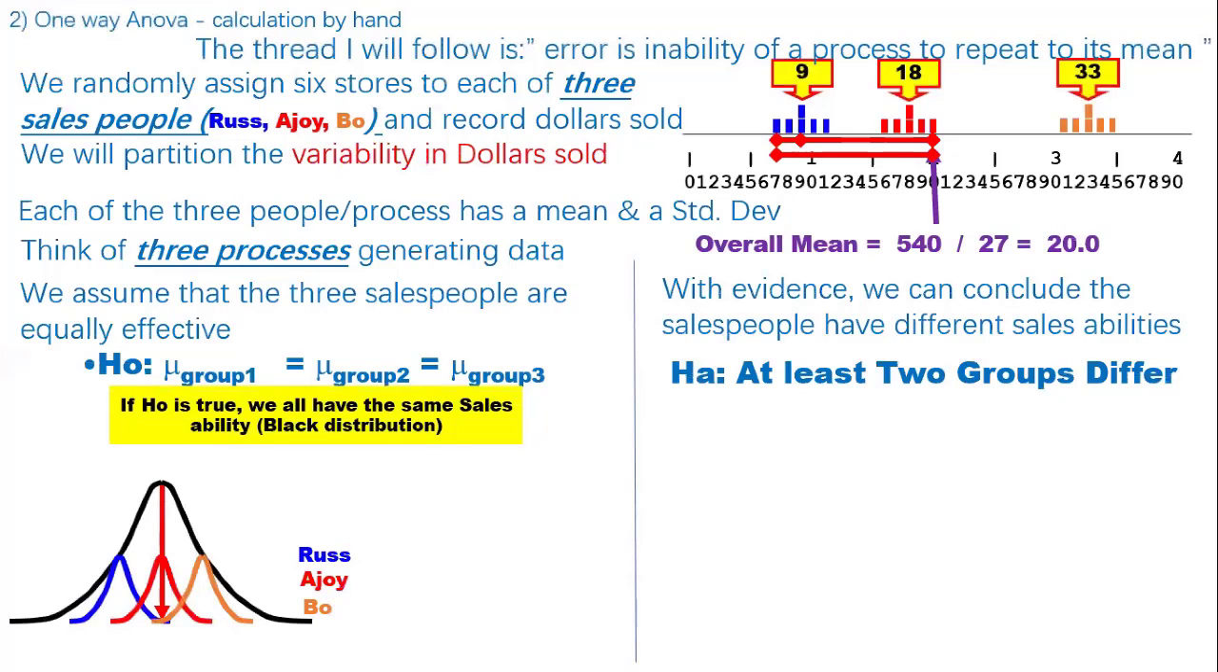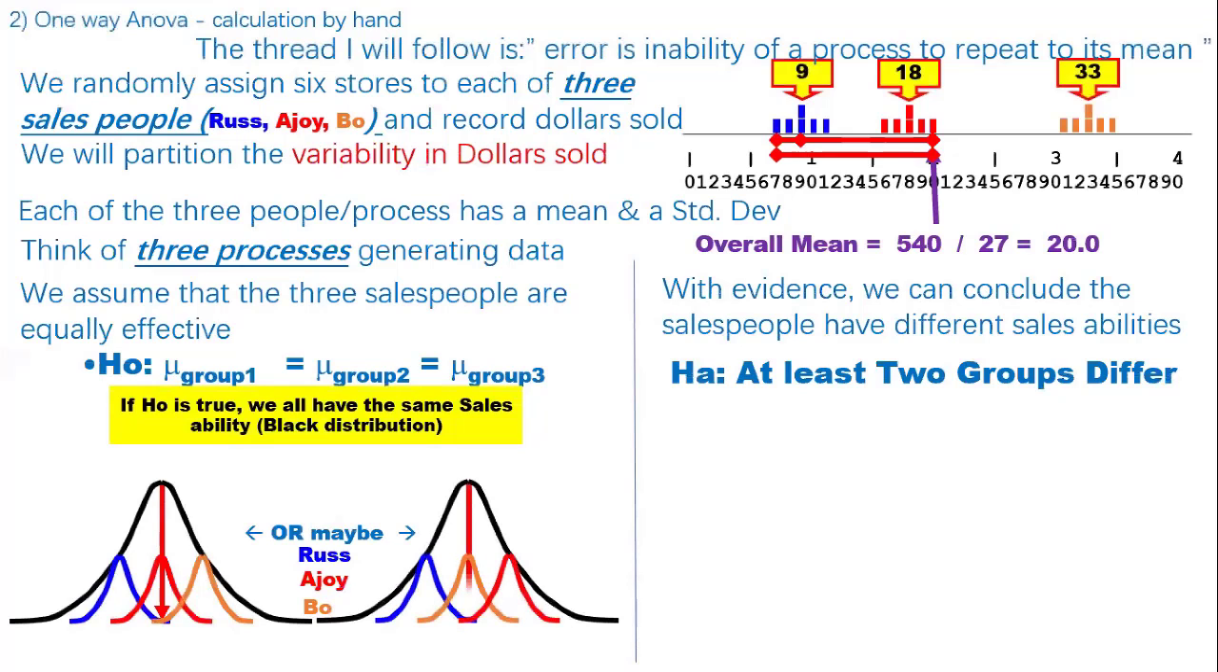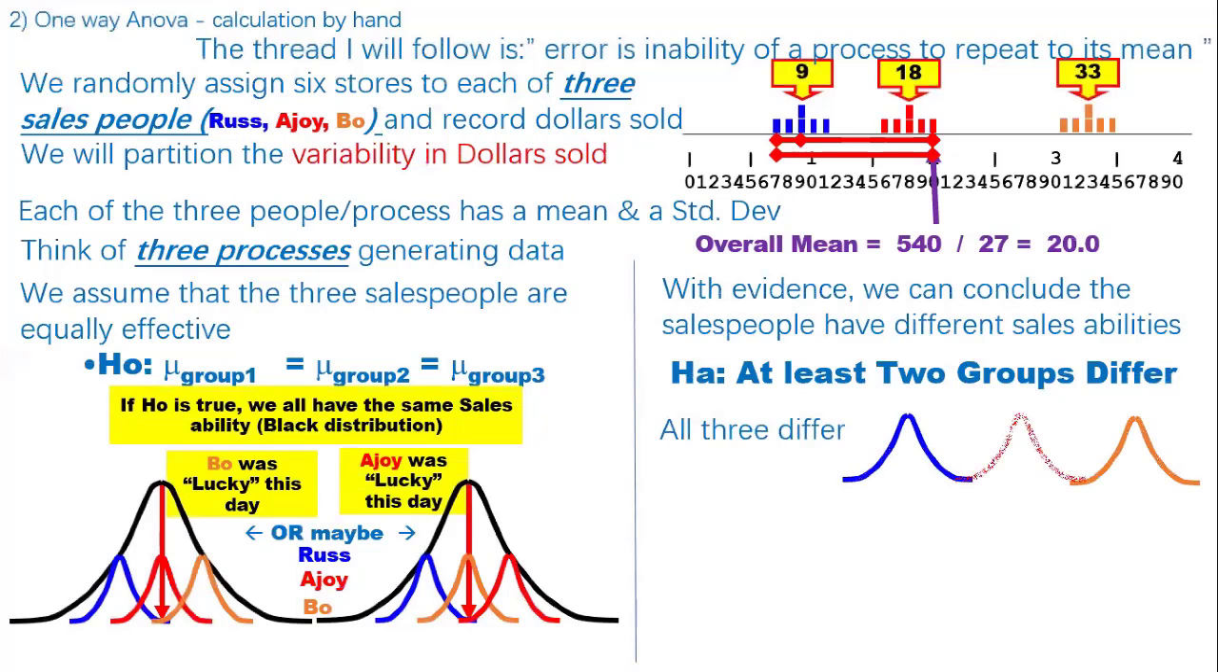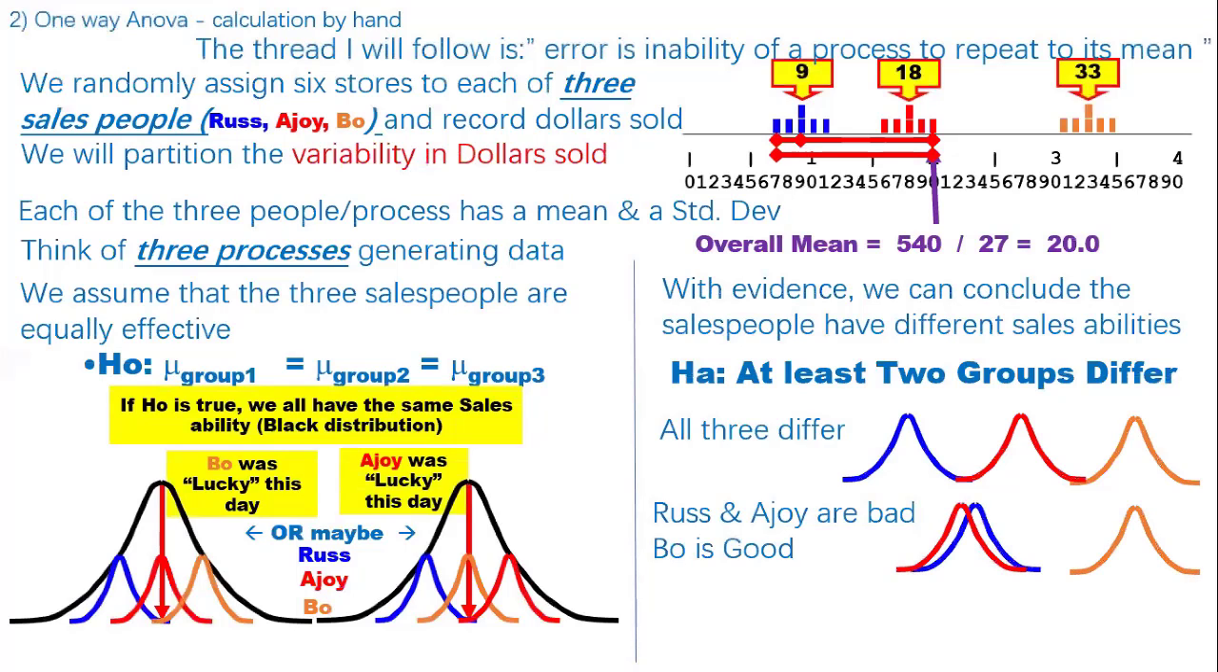Just look at the black distribution. This is another one. For the first one, Bo was lucky this day. For the next one, Joe was lucky this day. On the right side, we see there are 3 curves. The first condition is all 3 curves are different. The second one is Ross and Joe are bad and Bo is good. The third one is Joe and Bo are good and Ross is bad.